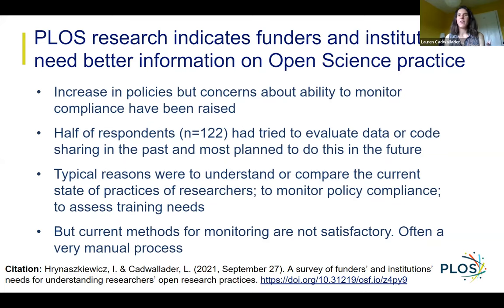It's also about identifying gaps or opportunities for training researchers better, or looking at the different states of open science adoption between different disciplines, for example, and trying to make sure that we're responding accordingly to where there are both opportunities and examples of good practice, as well as opportunities to bring that level of adoption up.